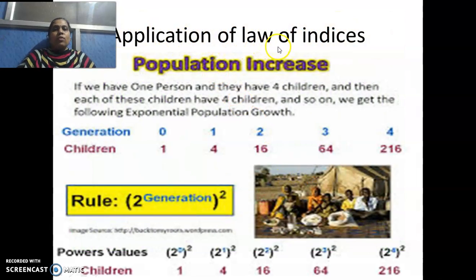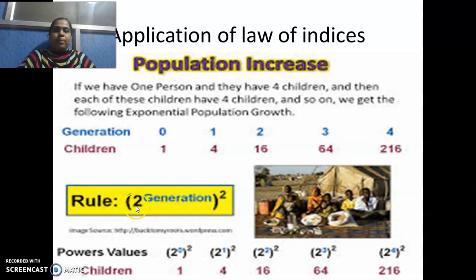What are the applications of laws of indices? In population growth, that is the example we study. Here they give the general data. If we have one person and they have 4 children, and then each of these children have 4 children, and so on, we get the following exponential population growth. Generation 0, 1, 2, 3, 4, because there are 4 generations. So I calculate the children starting from 1, obviously 4, 16, 64, 216. How do we derive this? What is the working rule?